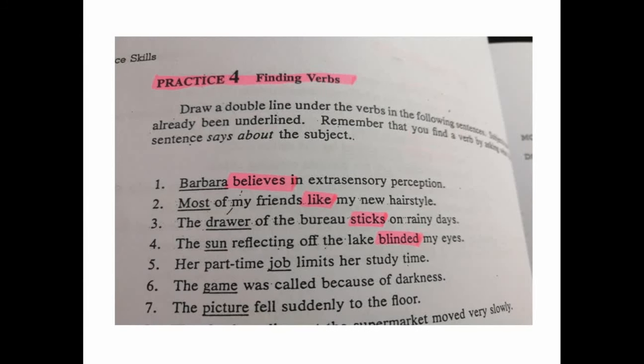Practice number 4. That's on page 6 in your book. It says draw a double line under the verb in the following sentences. Subjects have been underlined. Remember that you find the verb by asking what the sentence says about the subject.